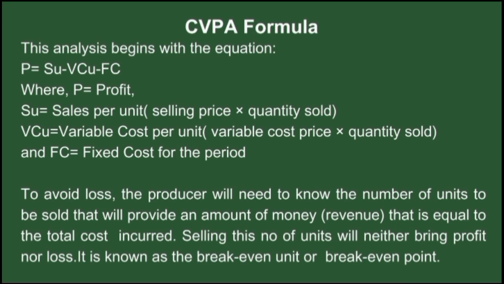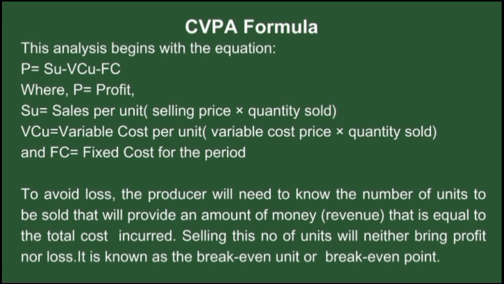Now going back to the formula again, we are saying that profit is equal to selling price per unit multiplied by quantity sold, less variable cost price per unit multiplied by quantity sold as well, less fixed cost. This happens to be the major formula to begin the analysis of the break even.